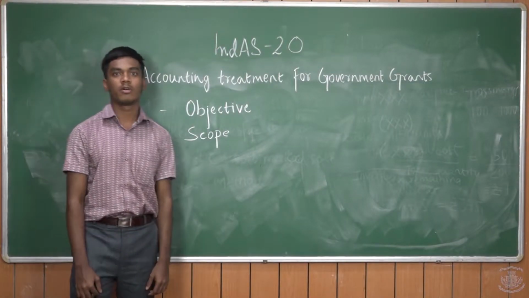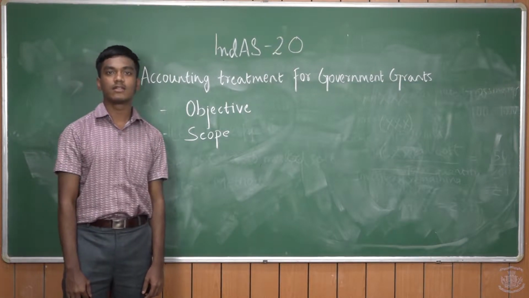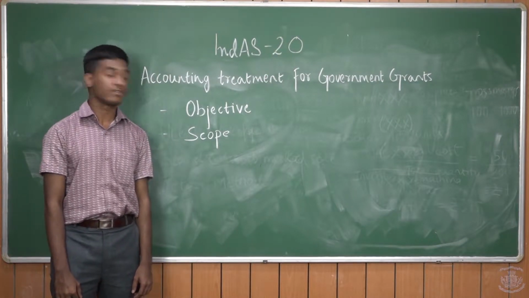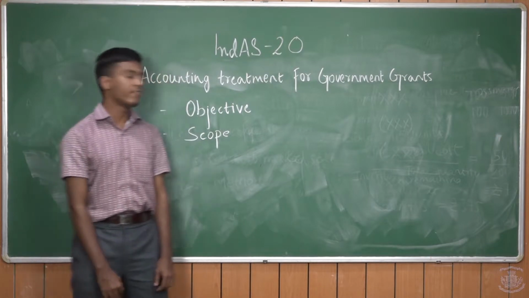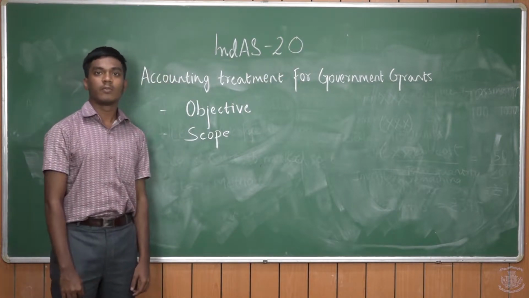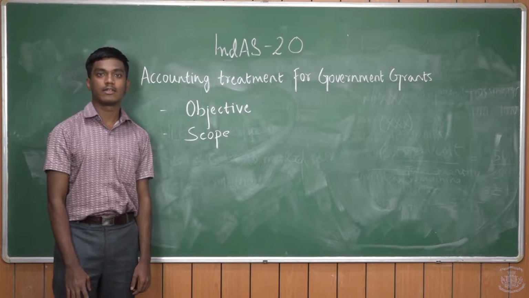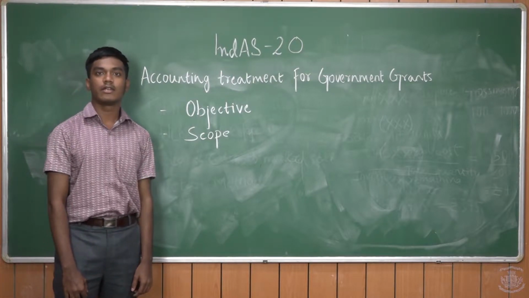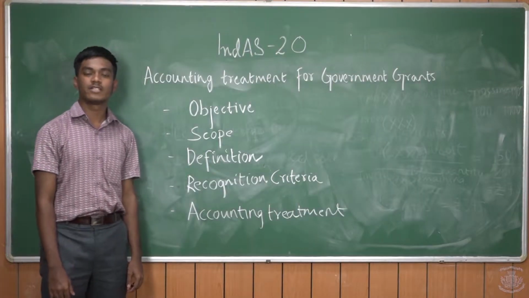Next topic is scope of this accounting standard. This accounting standard is not applicable to the special problems arising from the government grants, like effect of price changes and government assistance in the form of other than government grants and government participation in the entity. So let's talk about definition of government grant.